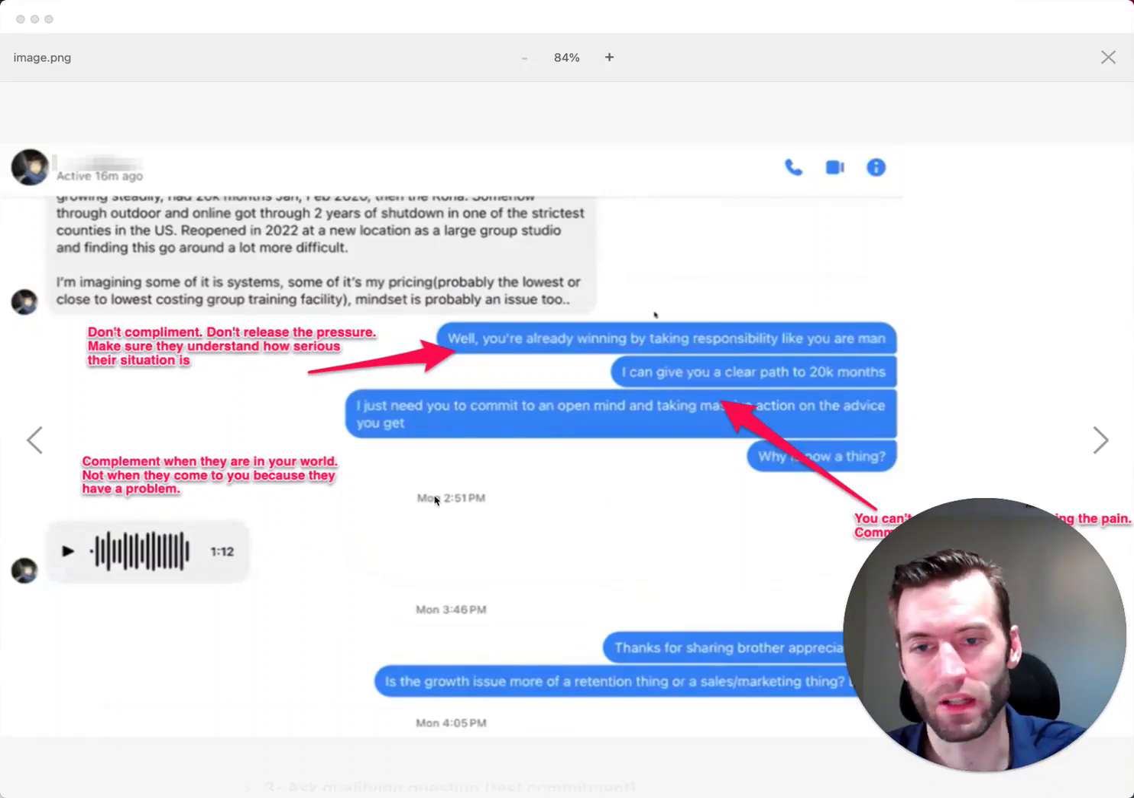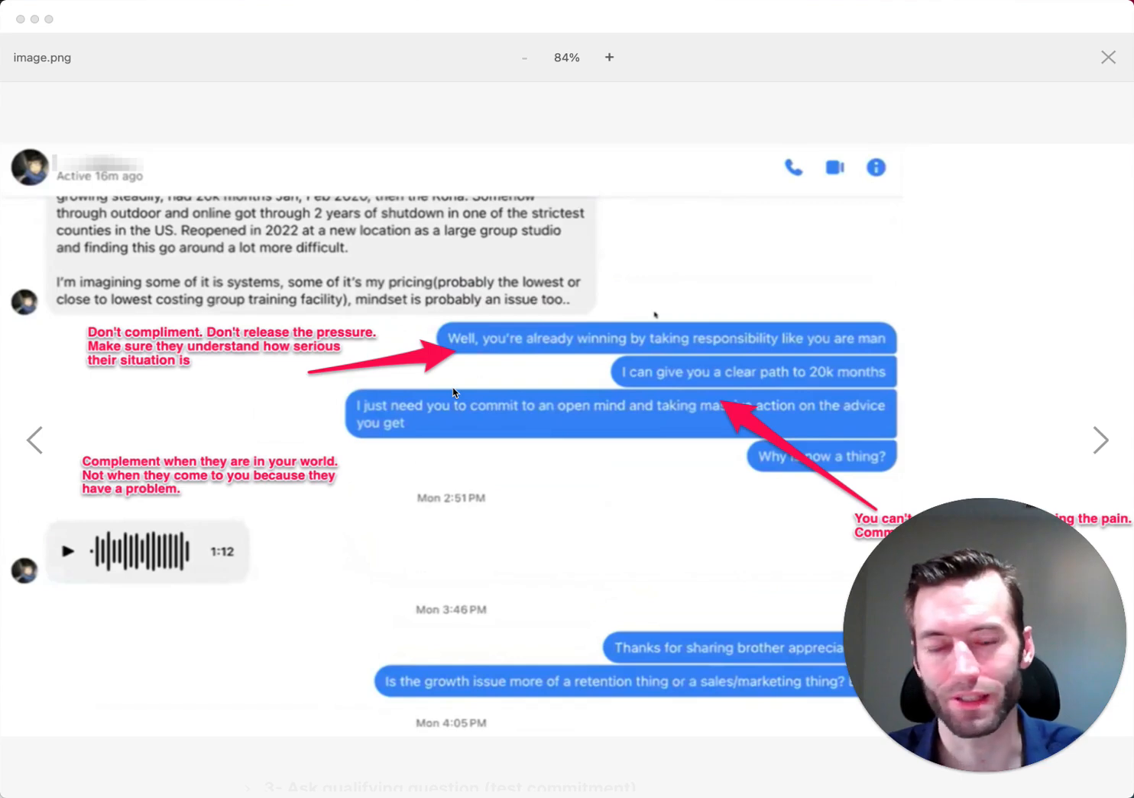So there's been a few exchanges already between the coach and the client. And when the client explained his situation, the coach replied, well, you're already winning by taking responsibility. So when he did that, he just released the tension. He released the pressure. So he was basically shooting himself in the foot, because he needs to create a pain to sell a solution. And if the client doesn't understand how severe his situation is, you won't be able to sell him anything. So never compliment, never be a cheerleader.